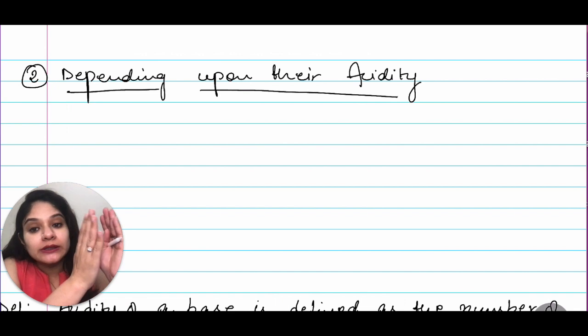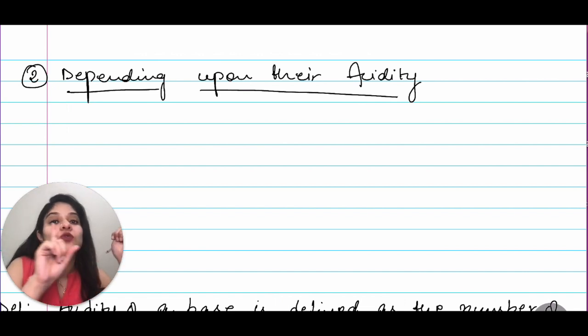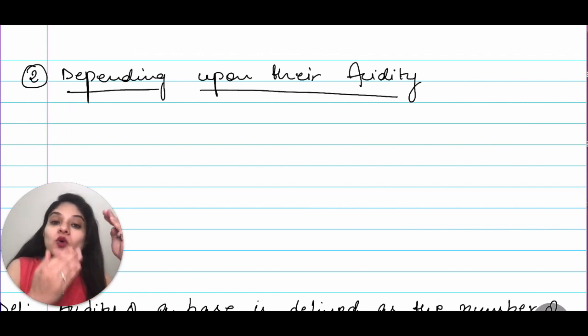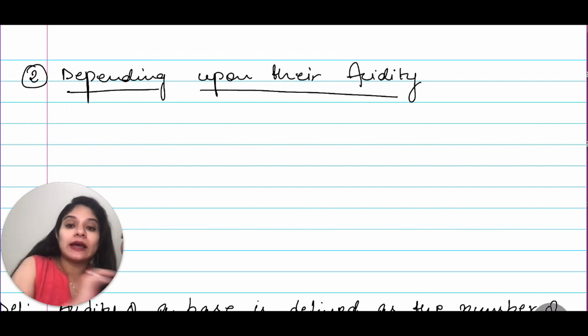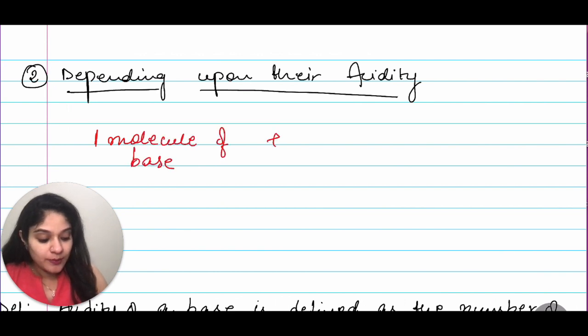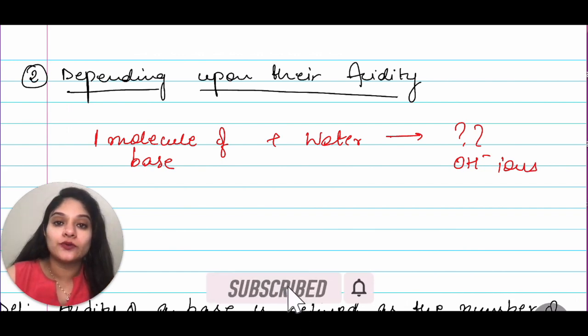So similarly, when we talk about acidity of a base, that means when you dissolve one molecule of the base in water, how many OH negative ions do you get out of that? So that defines your acidity. That means one molecule of base plus water, how many OH negative ions do I get will define my acidity of the base.